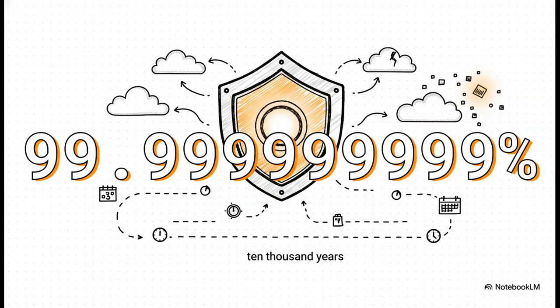So you'll see this number thrown around a lot: 11 nines of durability. What does that actually mean in the real world? Well, it means that if you stored 10 million files in something like S3, you could expect to lose just one of them every 10,000 years. Yeah, it's a truly mind-boggling level of safety for your data.